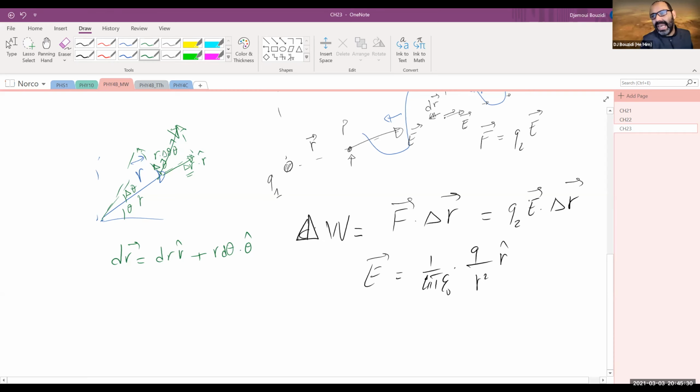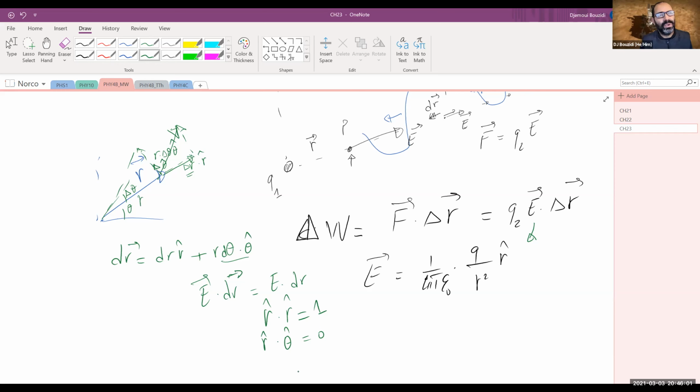Since E itself is radial, this displacement doesn't matter, because if I do E dotted with dr, the only component that is going to be left at the end is E times dr, because R hat times R hat is 1, and R hat times theta hat is 0 because they are perpendicular to one another, because cosine of 90 degrees is 0. Because of that, that is basically the reason why this integration can be done at the end. The summation for the work is going to be done over just the radial direction.